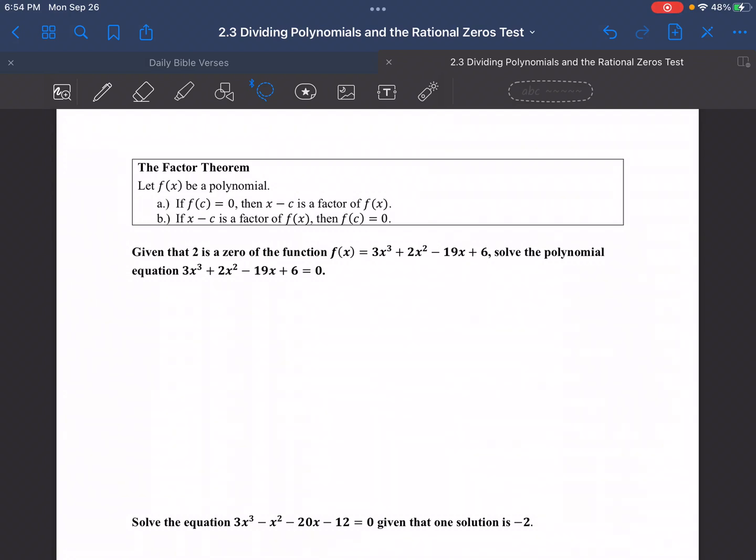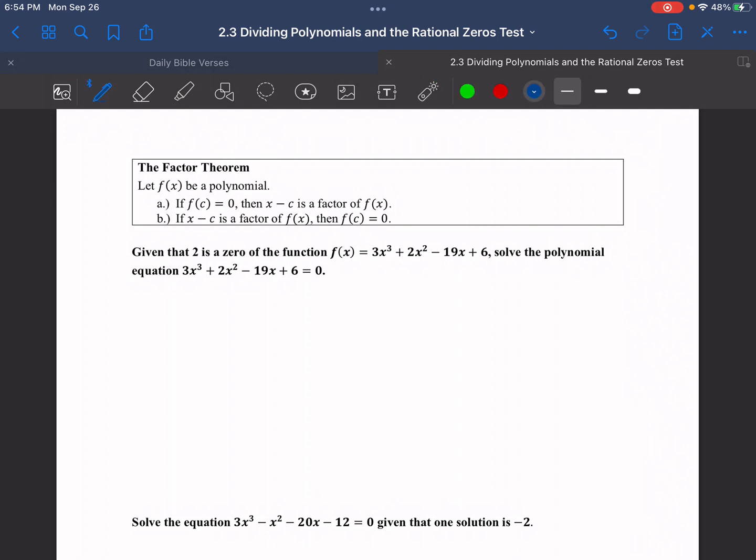All right, we're going to finish up the section we had been working on in class today, which was 2.3, and this is where we stopped off right at the factor theorem. So basically this tells us that if f of x is a polynomial, if f of c equals 0, then x minus c is a factor of f of x. Or in reverse, if x minus c is a factor of f of x, then f of c equals 0. All right, so they kind of mean each other there.